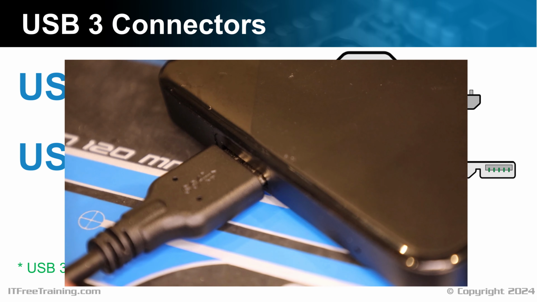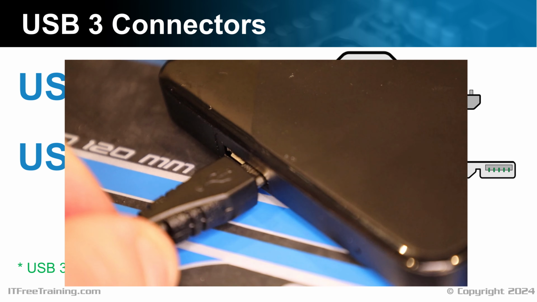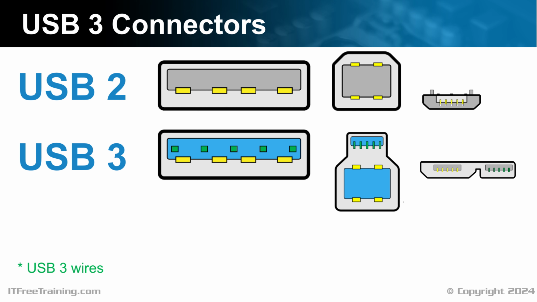If I unplug the USB 3 cable and plug in a USB 2 cable, the hard disk will now operate at USB 2 speed. Something to keep in mind: if your USB device is operating slowly, it's possible that you're using a USB 2 cable rather than a USB 3 cable. This covers how the old connectors were modified to support USB 3.